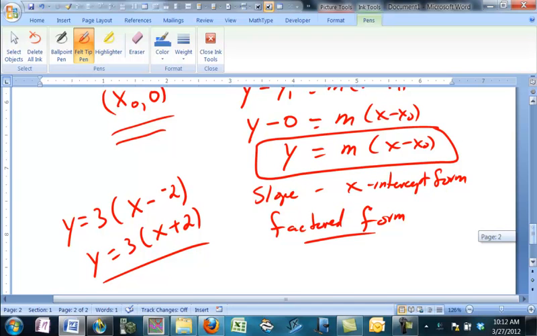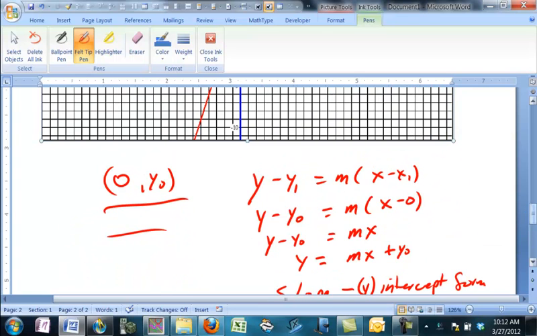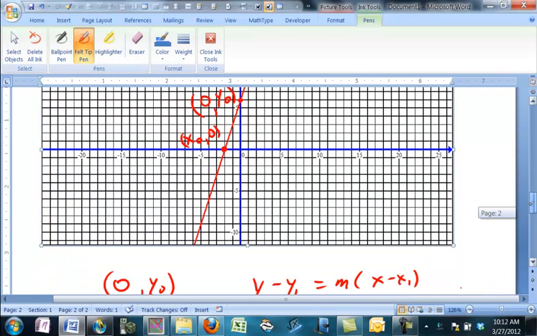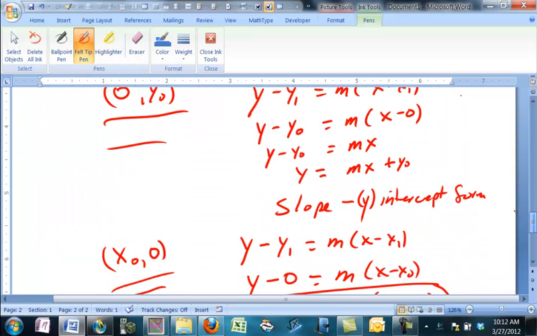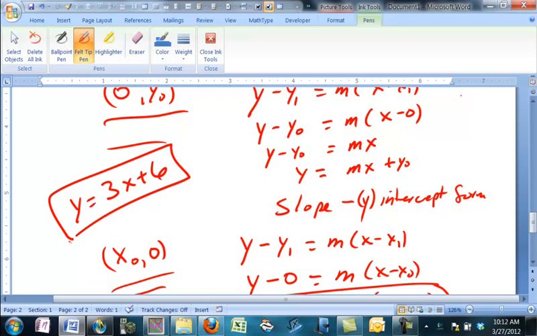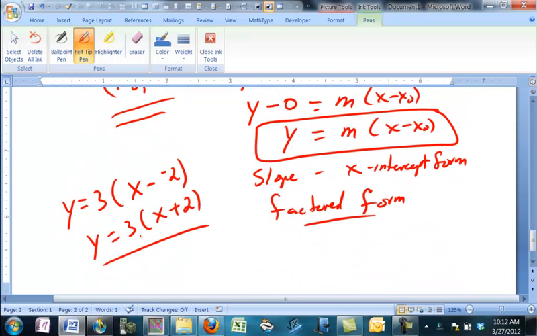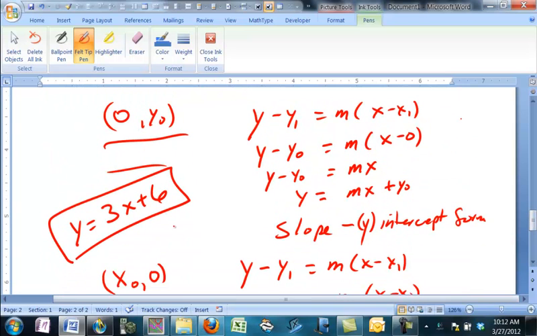And of course, the slope-y-intercept form, it went through 6 on the y-axis, so this is y equals 3x plus 6. So both of these forms, this one here that's expanded out, and this one down here that's factored, are both good forms. This one down here, we can see the x-intercept is negative 2, 0, and this one up here, we can see the y-intercept is 0, 6.